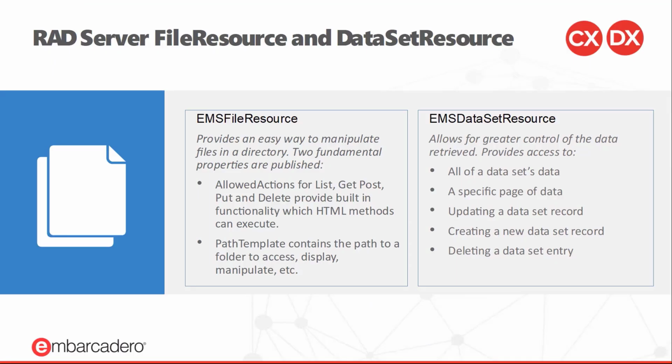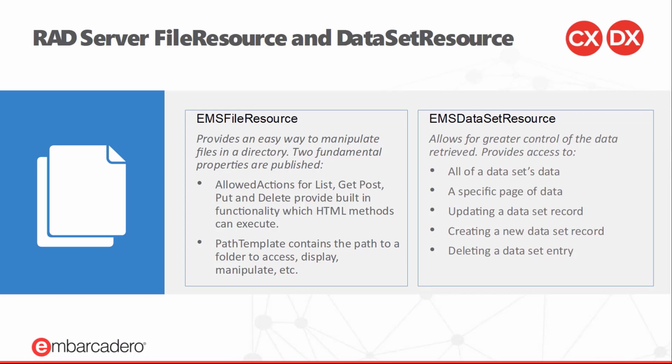Two more components that are available in RAD Studio 10.3 Rio include the EMS file resource and the EMS dataset resource. The file resource provides an easy way to just manipulate files in a directory: to list them, get them, add to them, delete from them. There's a path template property to set the path to a folder. And then there's the EMS dataset resource, which provides lots of control over the data retrieved. For example, getting all the data, a specific page of data, updating a dataset record, creating a new dataset record, deleting a dataset entry, all within the component.